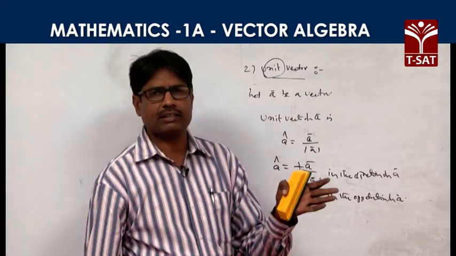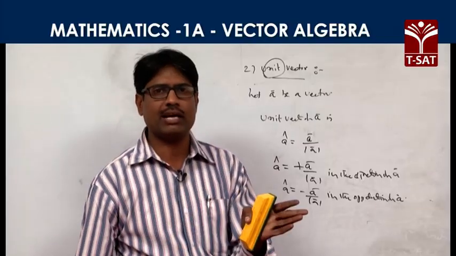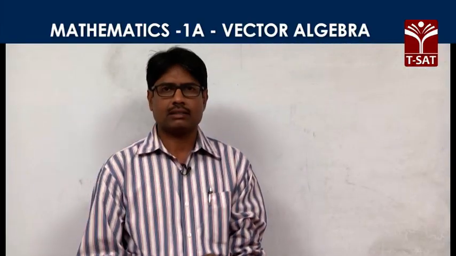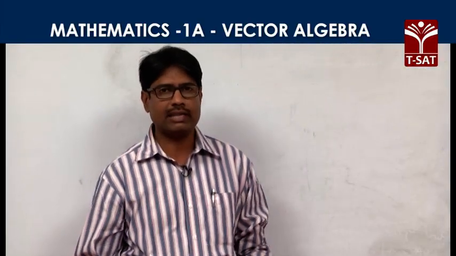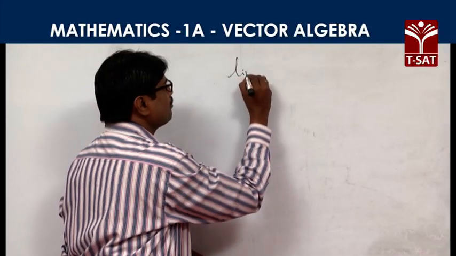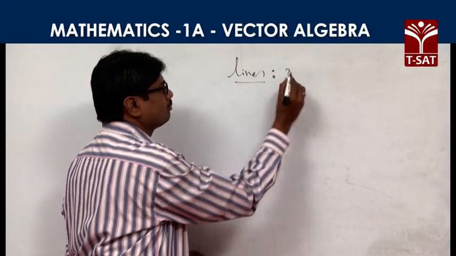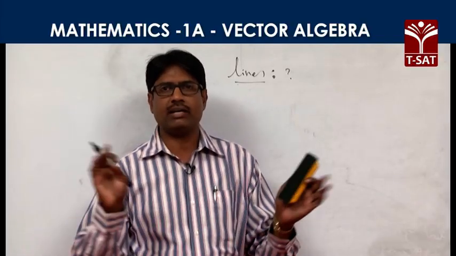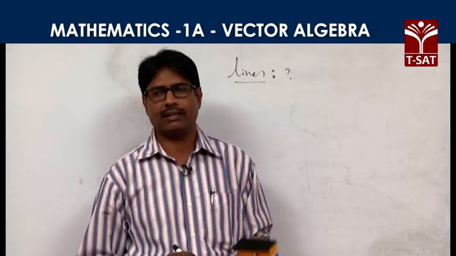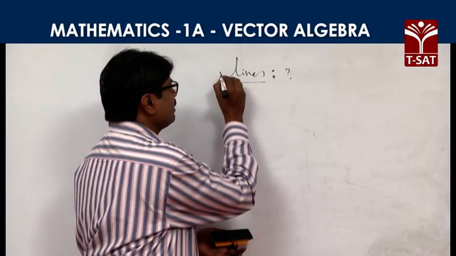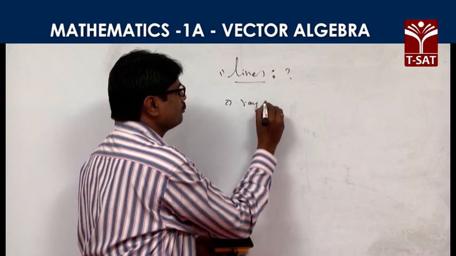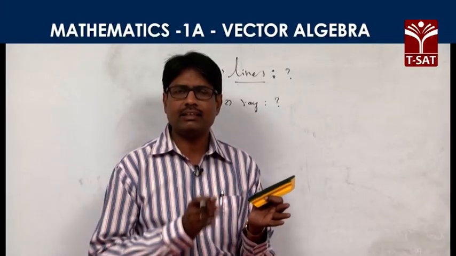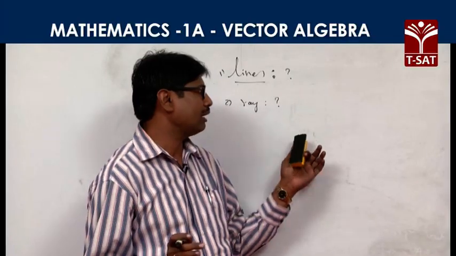For every vector there will be 2 unit vectors, in the same direction and in the opposite direction. In the geometrical concepts of vector algebra, 3 points are to be remembered. They are lines. What do you mean by lines? A line whose initial point and terminal point are not defined is called a line. And the second point, ray. What is a ray? A ray whose initial point is defined and terminal point is not defined is called a ray.